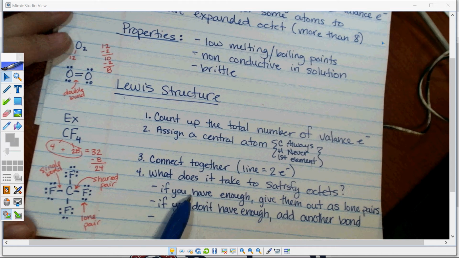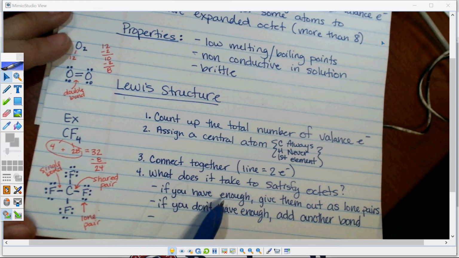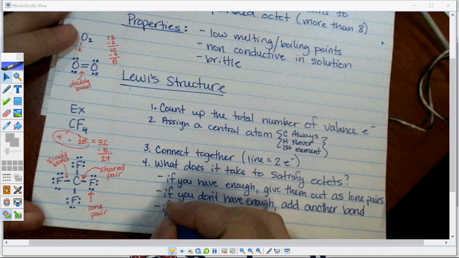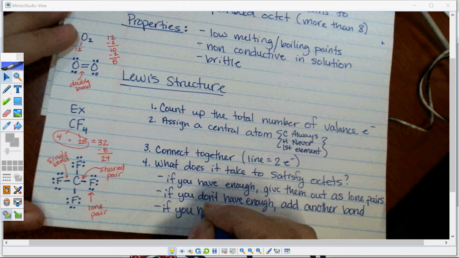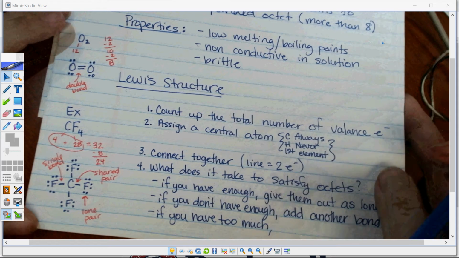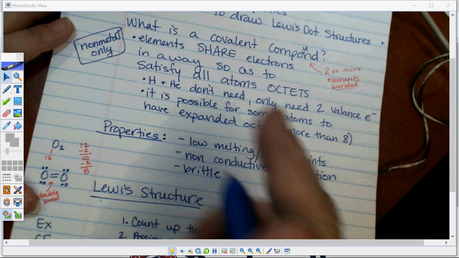So we've done an example where we start out with the perfect amount right away. We've done an example where you don't have enough, and so we have to add another bond. What happens if you have too much? If you have too much, let's see what we have to do there. And I'm going to do another example just up here.